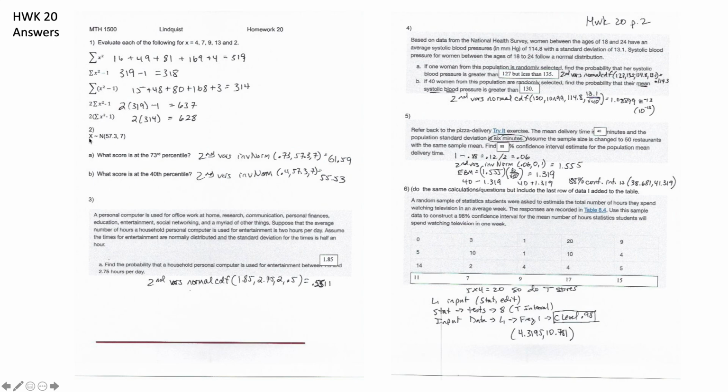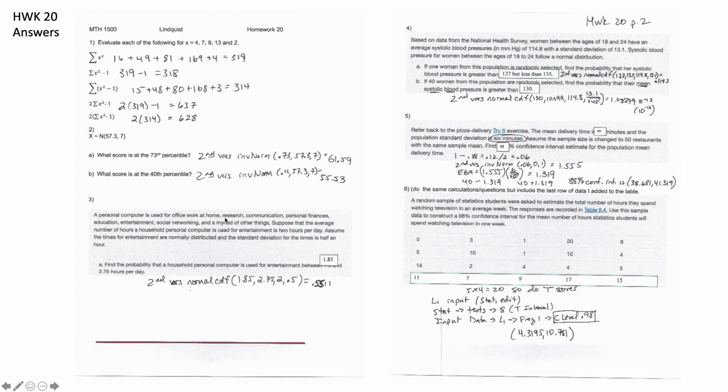For the next one, this is just a little bit of a review type of question with a normal distribution, mean of 57.3, standard deviation of 4. 73rd percentile. In both cases, I do 2nd Var's inverse norm. 73rd percentile is 0.73. 40th percentile is 0.4. Punch the numbers in. That's what you put in. This is what your calculator will tell you, unless something very strange is going on.